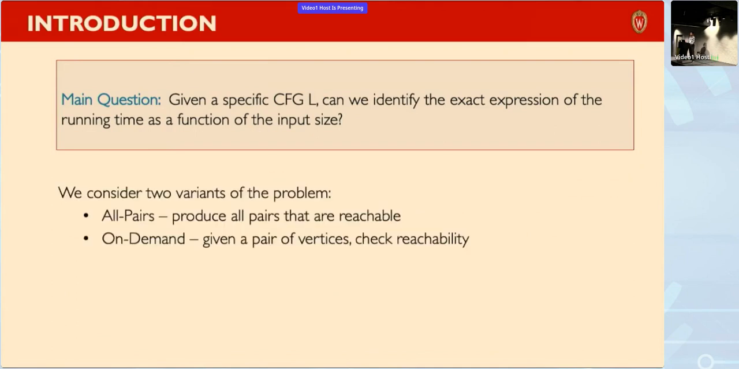So we consider two variants of the CFL reachability problem. The first variant is the all-pairs problem, where you have to produce all pairs that are reachable and that also satisfy the labeled path property. The second problem that we're interested in is the on-demand problem. In this problem, you're given vertices S and T, and your goal is to check that there is a path from S to T that satisfies the labeled property that we were talking about before.